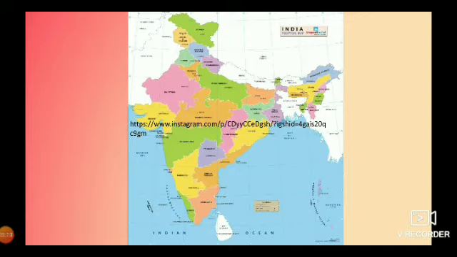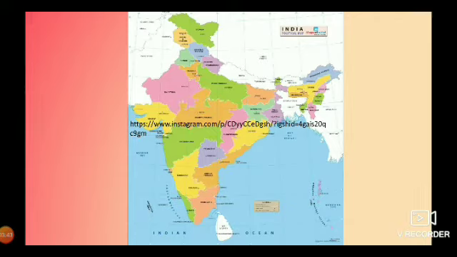So I said the northern plains stretch from Punjab in the west to Assam in the east. So in between it will cover a few states, right? They are Haryana, Uttar Pradesh, Bihar, West Bengal and a few states in Assam and Tripura. Are you all clear, children? So these are the states where the northern plain is.